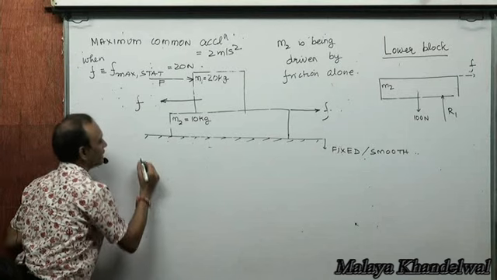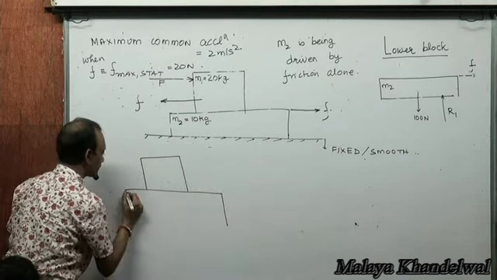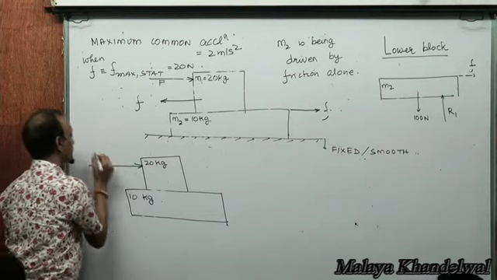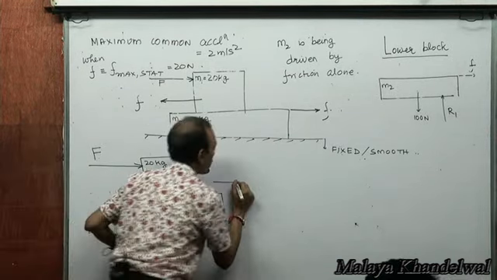Let us find the value of F. This is 20 kgs, this is 10 kgs. Let me find the value of F for which they have a common acceleration of 2 meters per second squared, which is their maximum common acceleration.